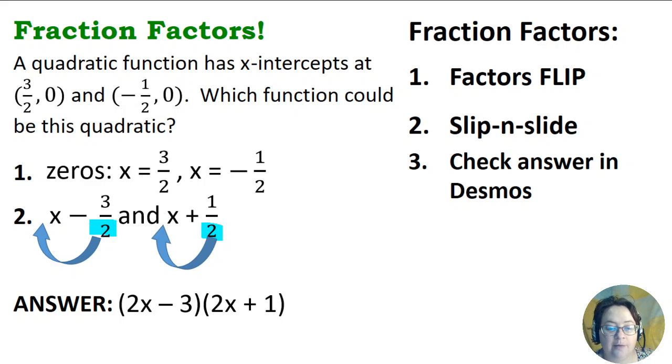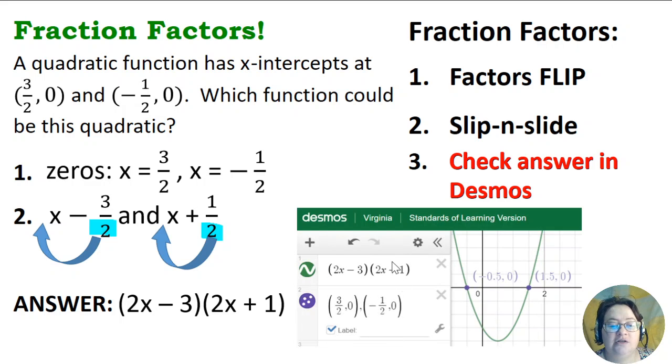From here, I would double check my answer in Desmos. I put the original expression, or in this case, the original x-intercepts, and I want to make sure that these x-intercepts it gave me are the same as my answer choice. And when I do that, I do see that this matches up to the information we're given, which means we have the right answer. Let's try another one.